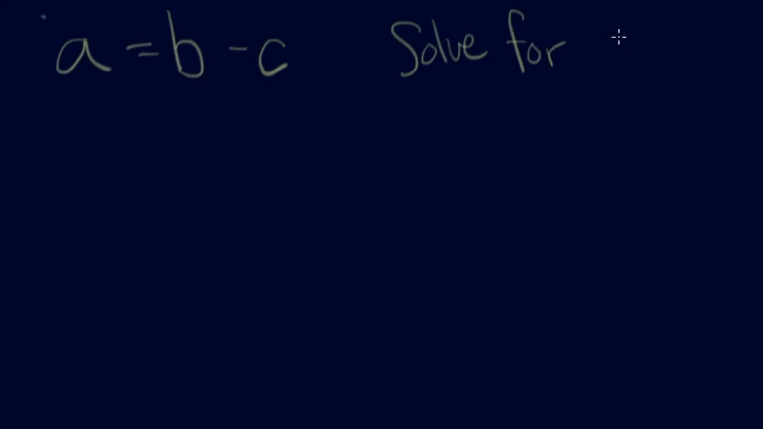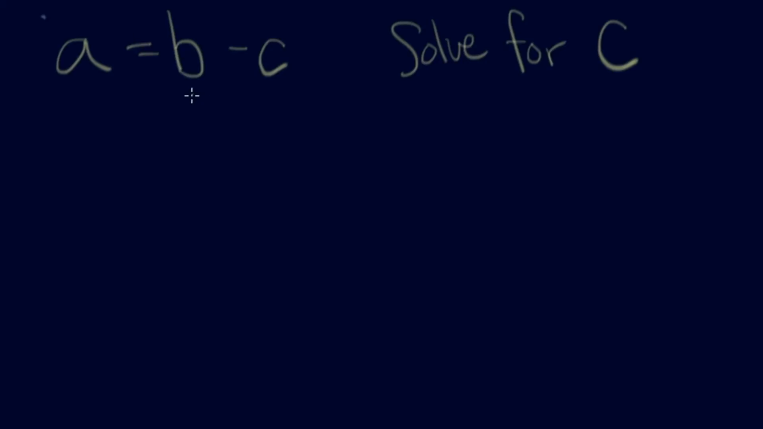So let's take a look at one example. Let's say you had A, and that is equal to B minus C. And I want to solve for C. Okay, so how do I get C all by itself? First off, a couple things. Realize that this is positive C, so that's going to be really, really important.